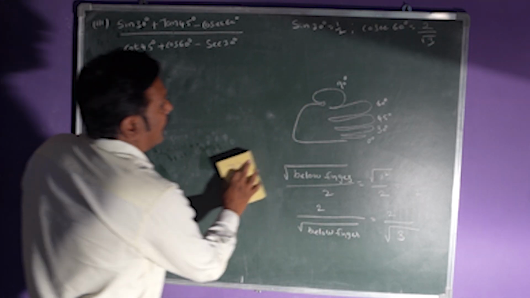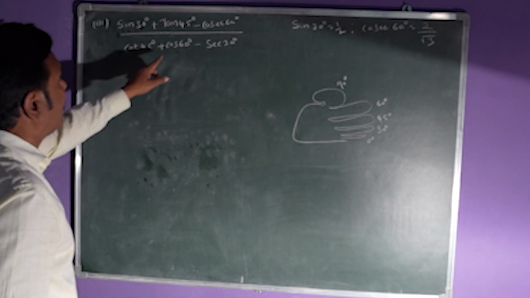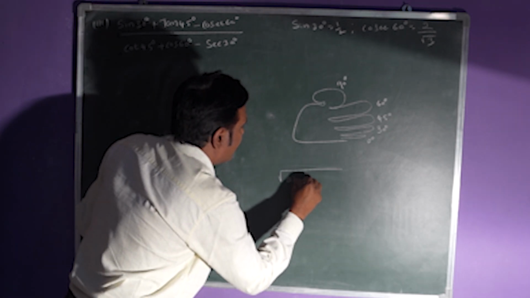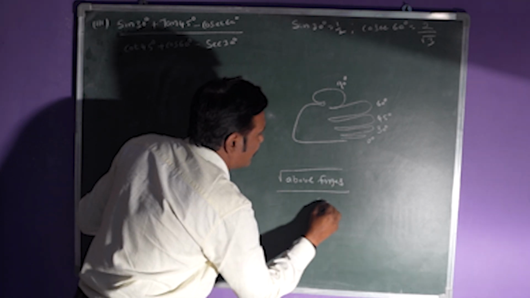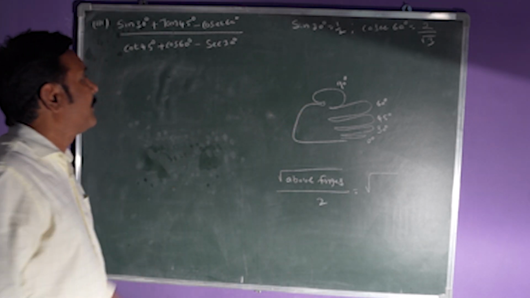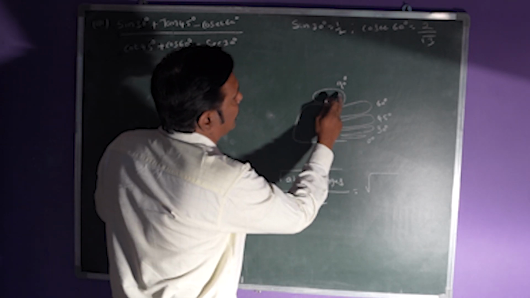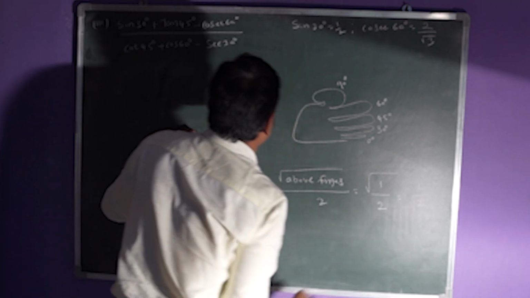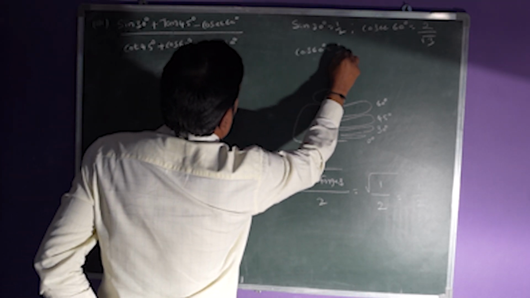Next, I will find the value of cos 60 degrees. Cos means root of the above finger by 2. The 60 degrees above finger is only 1, so root 1 is 1, giving 1 by 2. Then cos 60 degrees is equal to 1 by 2.